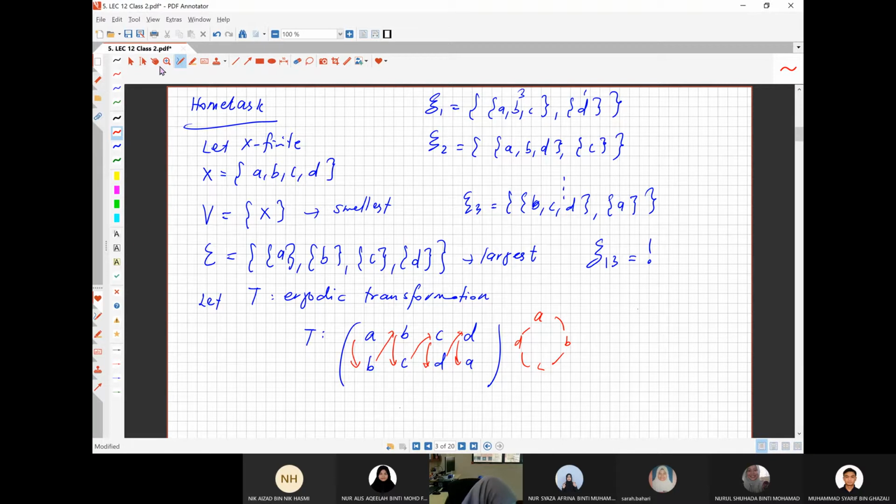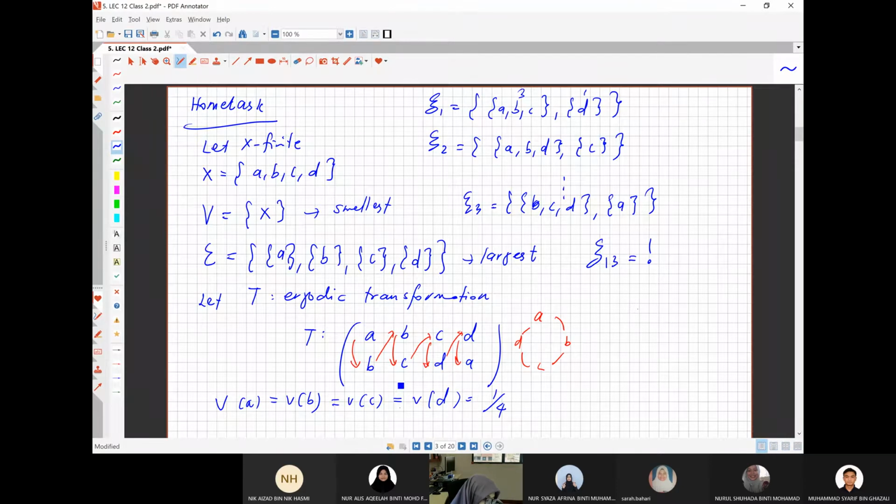Okay, so in this case, what is the measure for this transformation? So I can have V of A equals V of B equals V of C equals V of D, which is mu. This is 1/4 because I have 4 elements.